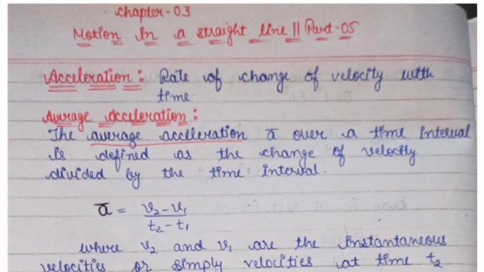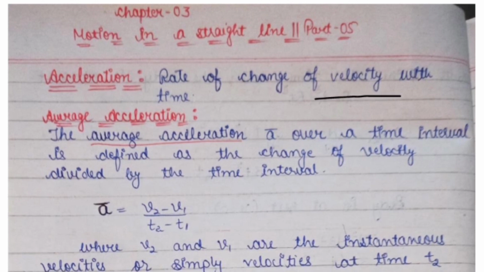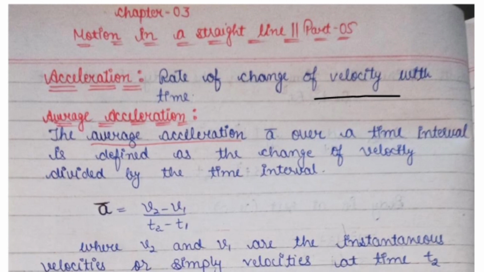What is velocity basically? Velocity is rate of change of position with respect to time. Okay. What is acceleration? Acceleration is rate of change of velocity with time. When we take average acceleration, our time interval is defined as change of velocity divided by time interval.